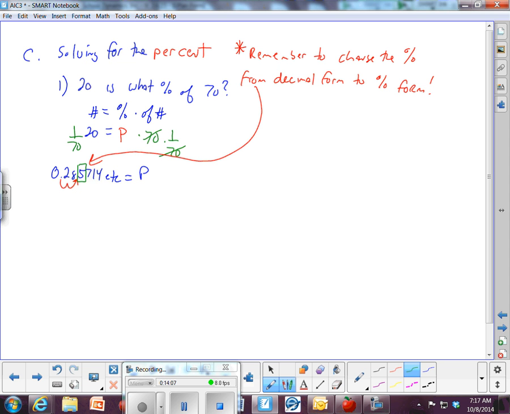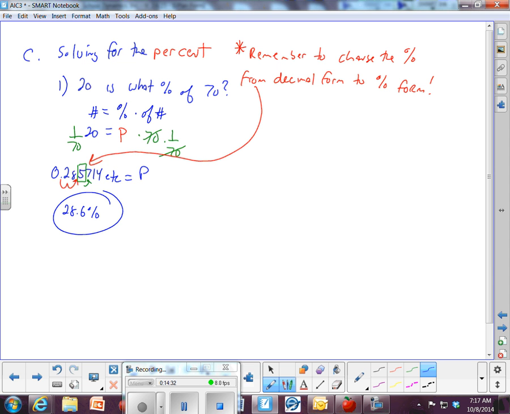So I want to round to the place of that 5. I look at the number to the right. If it's 5 or bigger, I increase that number in my place. So hopefully you think 28.6% is the answer. Again, I'm going to ask the ma'ams. Is 20 about 28.6% of 70?